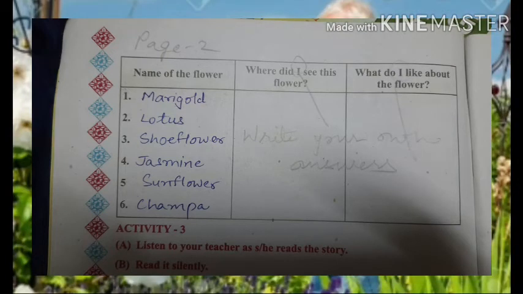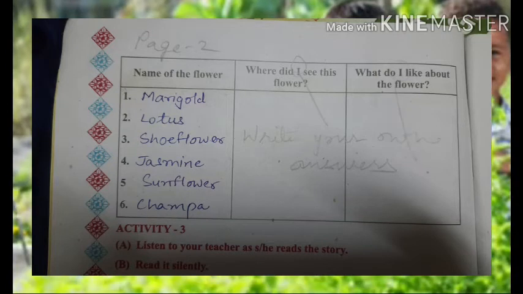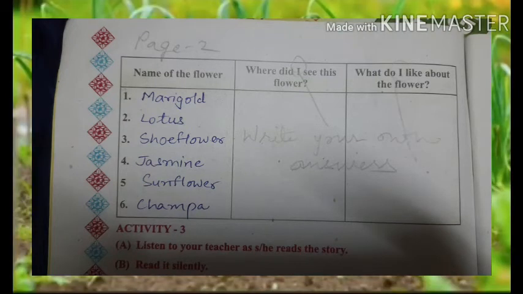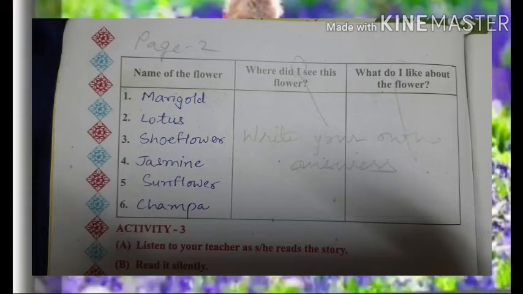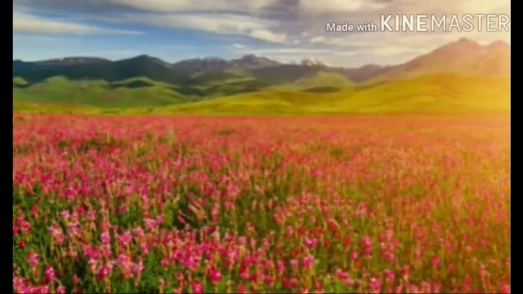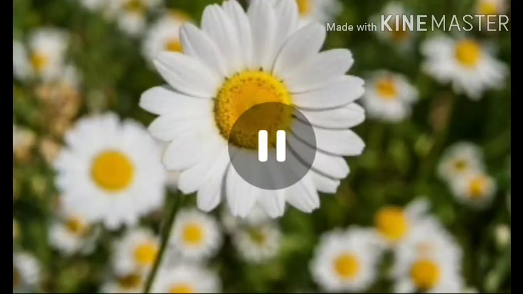The first is marigold. The second one is lotus. The third one is hibiscus or shoe flower. And the fourth is jasmine. Fifth is sunflower. And the sixth is champa. Very good. So on page number 2, I have already told you verbally the names of the flowers. Still I am going to share the clip of the page 2 for these answers.